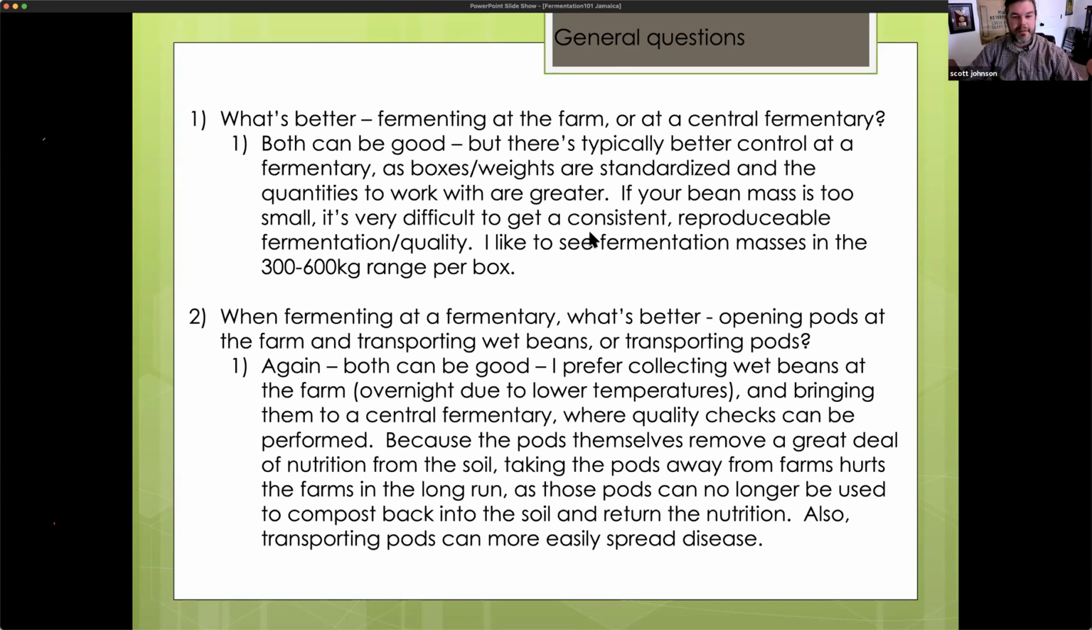Farm fermentations can be fantastic. If not, you'll work with your co-op or your neighbors to work at a centralized fermentation, because that's where you've got the highest likelihood of hitting thermal success.